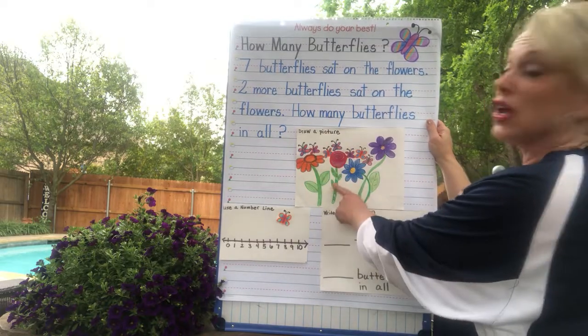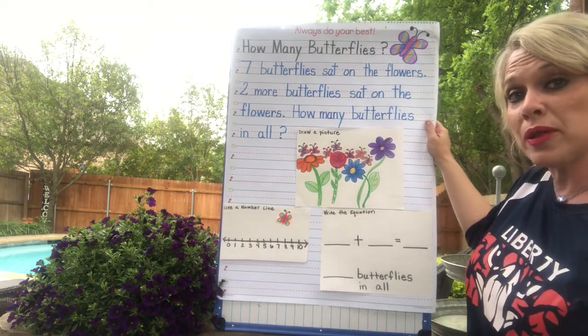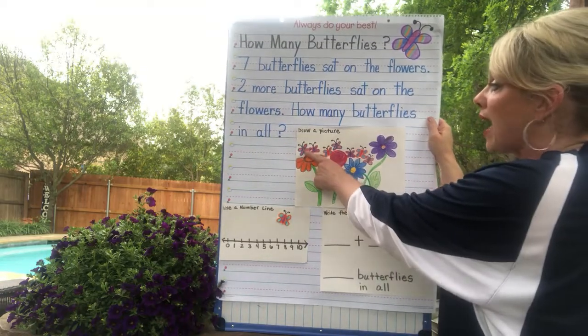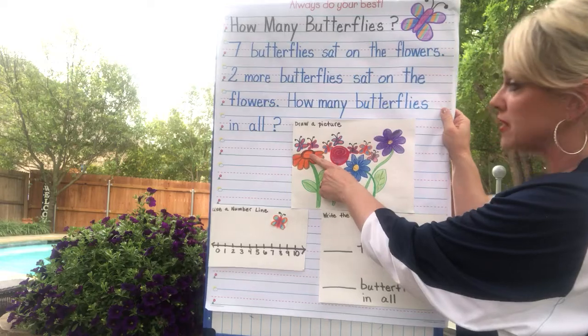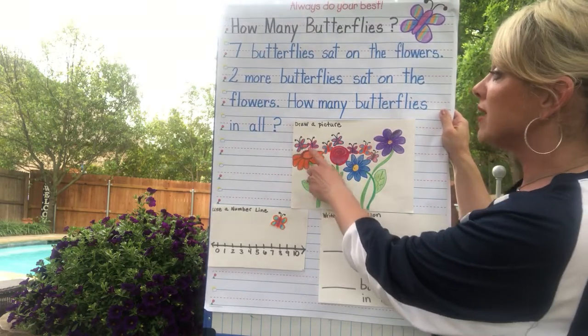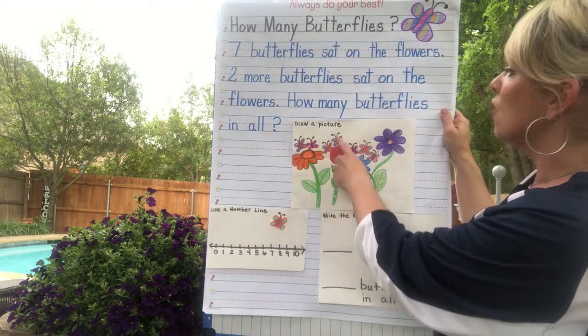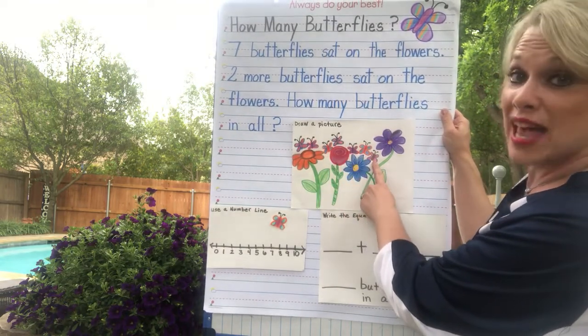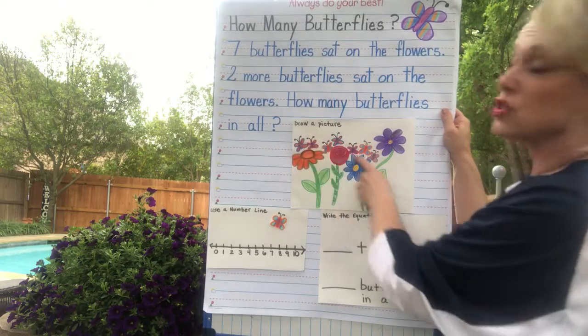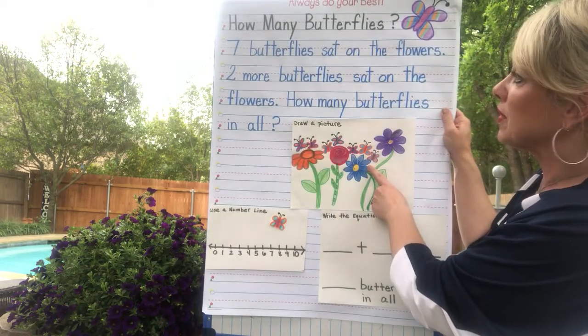If you look, one way you could solve this problem is by drawing a picture. So we've got flowers and we have butterflies, I'll scoot this up, sitting on the flowers. Let's count them. 1, 2, 3, 4, 5, 6, 7. So just like our word problem says, 7 butterflies. So we're starting with 7.